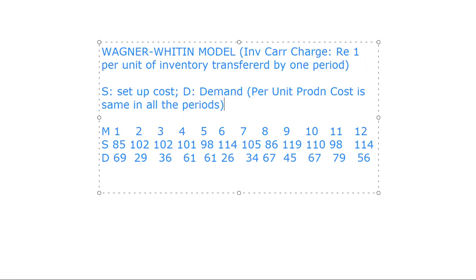Yes, sir. That will be something which is my constant cost of 69 plus 29 plus 36 plus 61 plus 61 up to 56 into P. That is the production. Whatever is my per unit cost will be the same for the entire 12 period problem. Okay. So that I did not calculate. And for the sake of comparisons, I will say that I incur a cost of 85. Okay, sir.